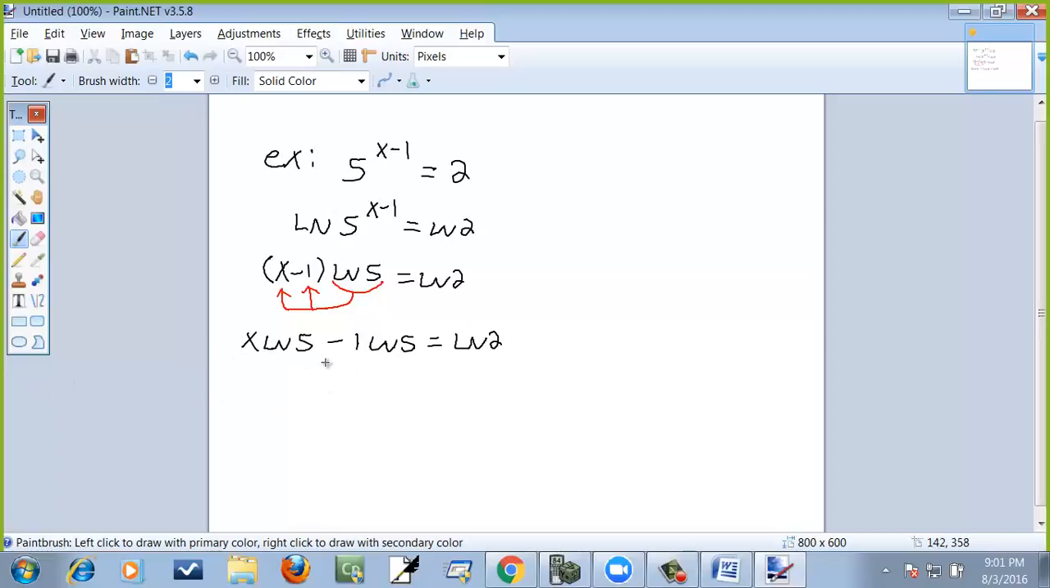Now we're trying to solve for x, so I'm going to take this negative natural log of 5 over to the right side. So we have x natural log of 5 is equal to natural log of 2 plus natural log of 5. And then our last step is to divide both sides by the number behind our x in this case. So we'll divide both sides by natural log of 5.